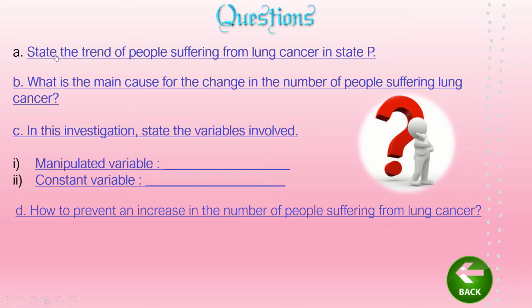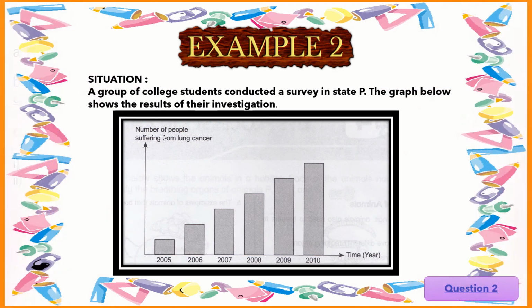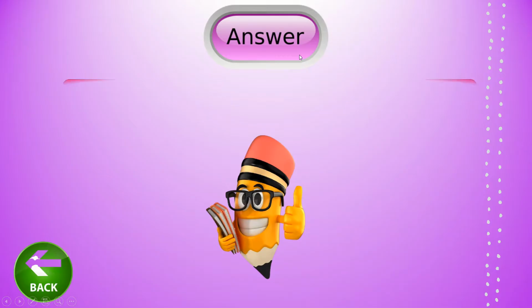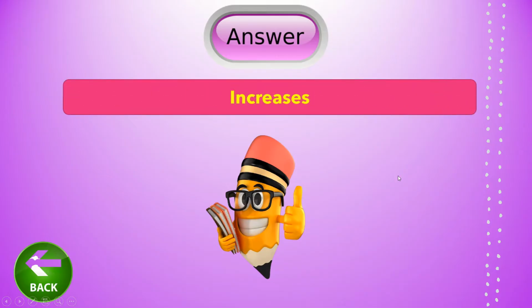Question A. State the trend of people suffering from lung cancer in state B. Trend means whether the number of people is increasing or decreasing. Since 2005, you can see the number of people is very low when you compare with the number of people in 2010. So, the trend of the number of people suffering from lung cancer is increasing. Let's check the answer. Yes, that's correct.